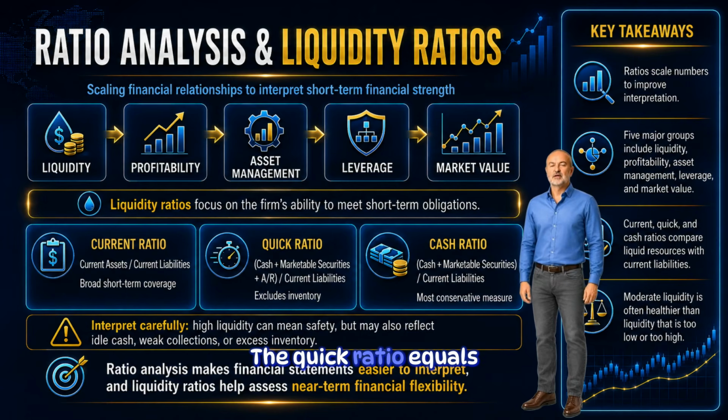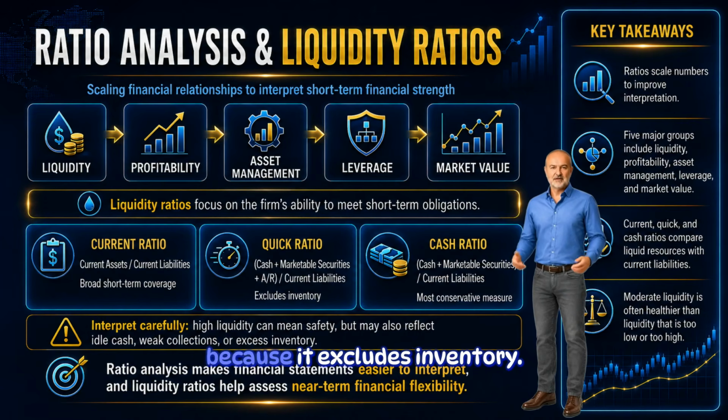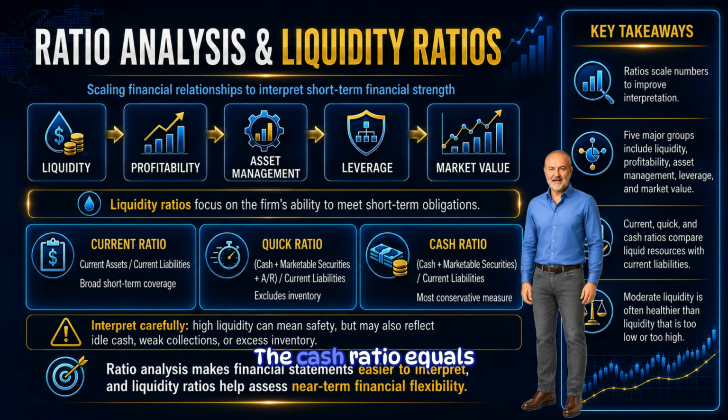The quick ratio equals cash plus marketable securities plus accounts receivable divided by current liabilities. It is more conservative because it excludes inventory. The cash ratio equals cash plus marketable securities divided by current liabilities. This is the most conservative of the three because it focuses only on the most liquid assets.